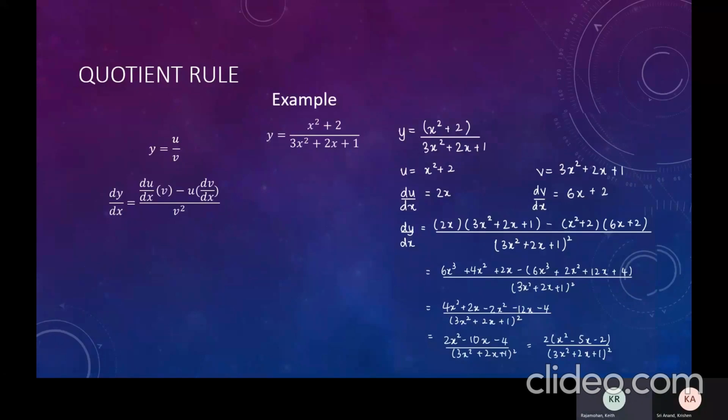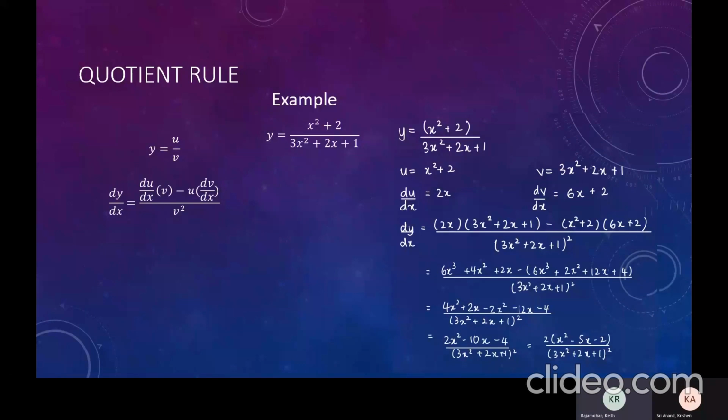Next, we will look at the quotient rule. The quotient rule is done when one function is divided by another. In this case shown, one function of x is divided by another function of x. So the formula to find dy/dx goes by du/dx times v minus u times dv/dx, over v squared. So the equation on the top normally takes u, while the equation at the denominator takes v.